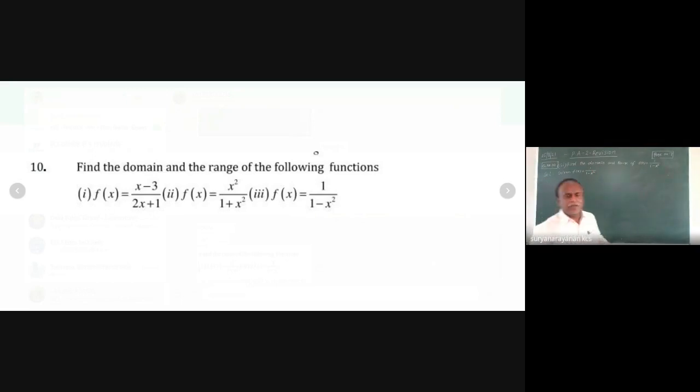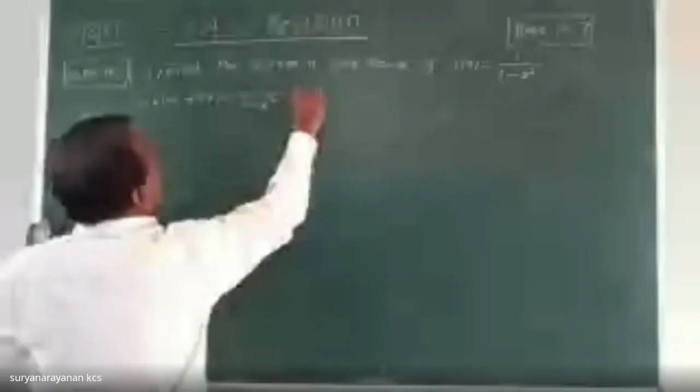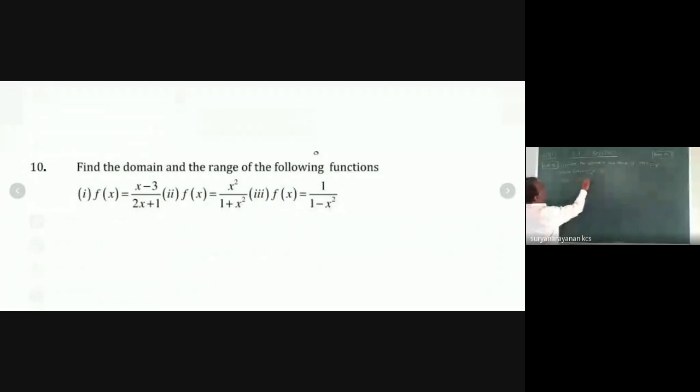So every time remember this point, my children: if a function is defined in the form of f of x by g of x, the denominator should not be equal to 0. To find the domain, the denominator should not be equal to 0, so x belongs to R. So 1 minus x square should not be equal to 0. If the denominator is 0, it should not be said to be a real number. That is why the denominator should not be equal to 0.